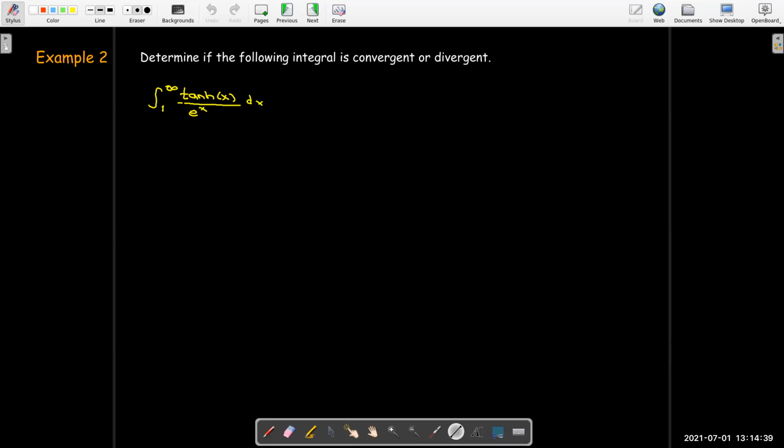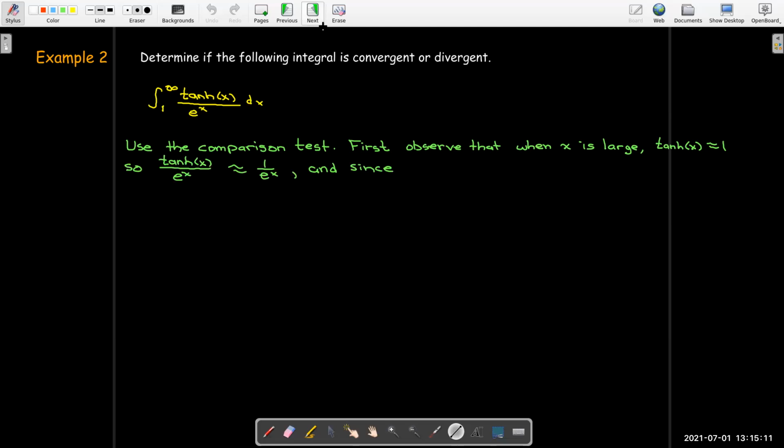We can use a different strategy with this infinite integral from 1 to infinity of tanh x over e to the power of x dx, because when we use the comparison test, tanh is always between -1 and +1. Its graph looks like an arctan graph. It has horizontal asymptotes at y equals 1 and y equals -1. And so tanh of x over e to the x, when x is large, really looks like 1 over e to the x.